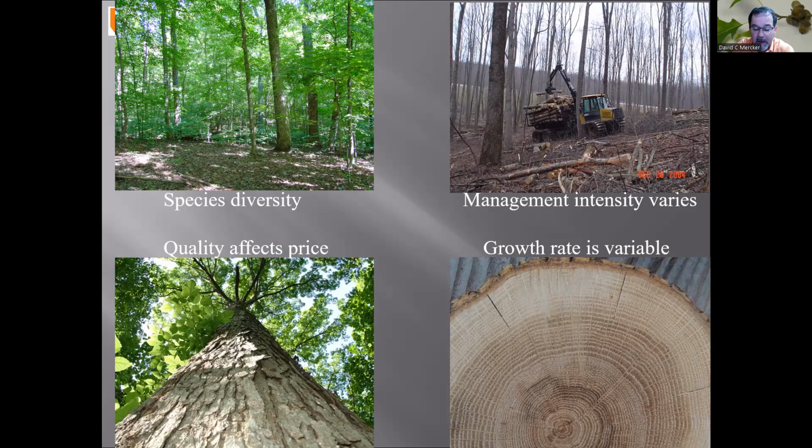So different species managed differently. Hardwood tree grade or even the quality certainly influences the potential, and there's a wide range in the quality. And then finally, tree growth rate is highly variable too, and it's very difficult to predict. And it's certainly a function of species and site and management intensity. So it's very difficult. In other words, there's just a lot of assumptions that have to be made in trying to develop a hardwood crop budget.